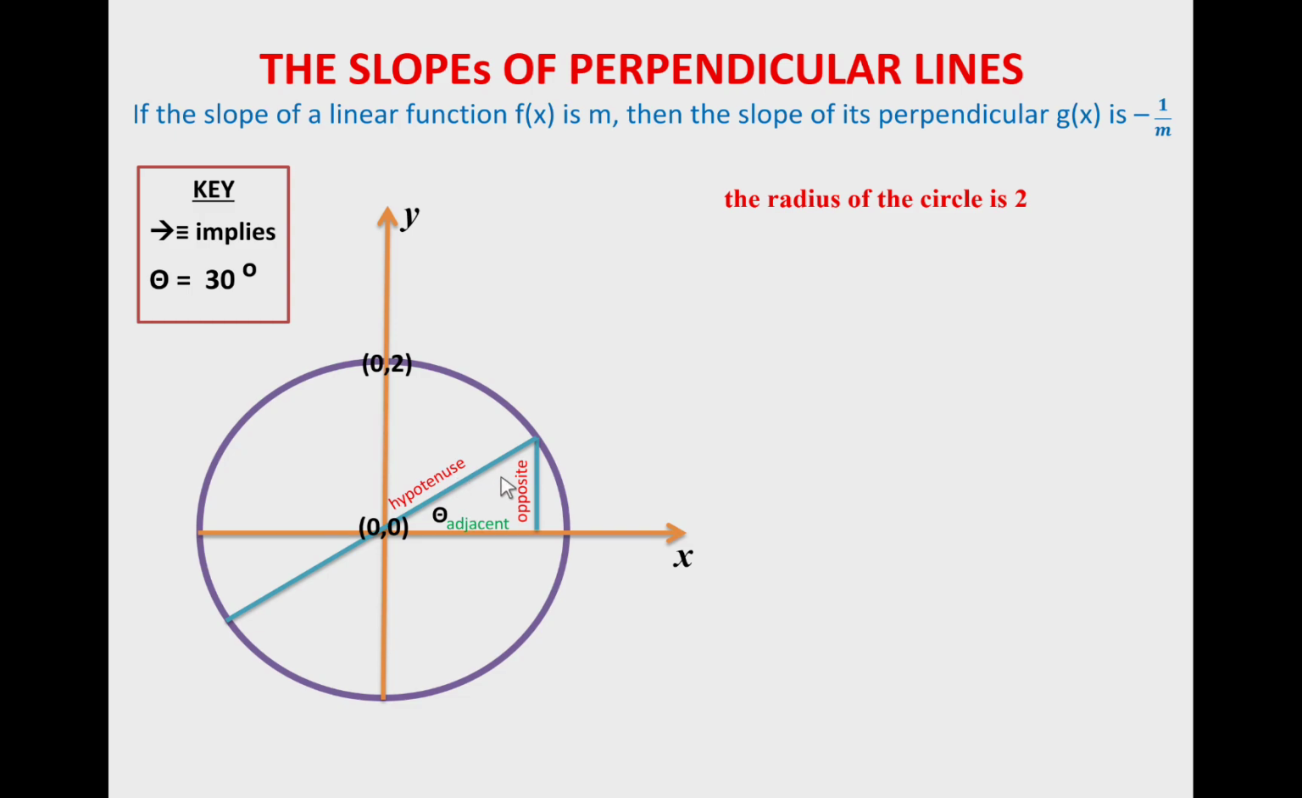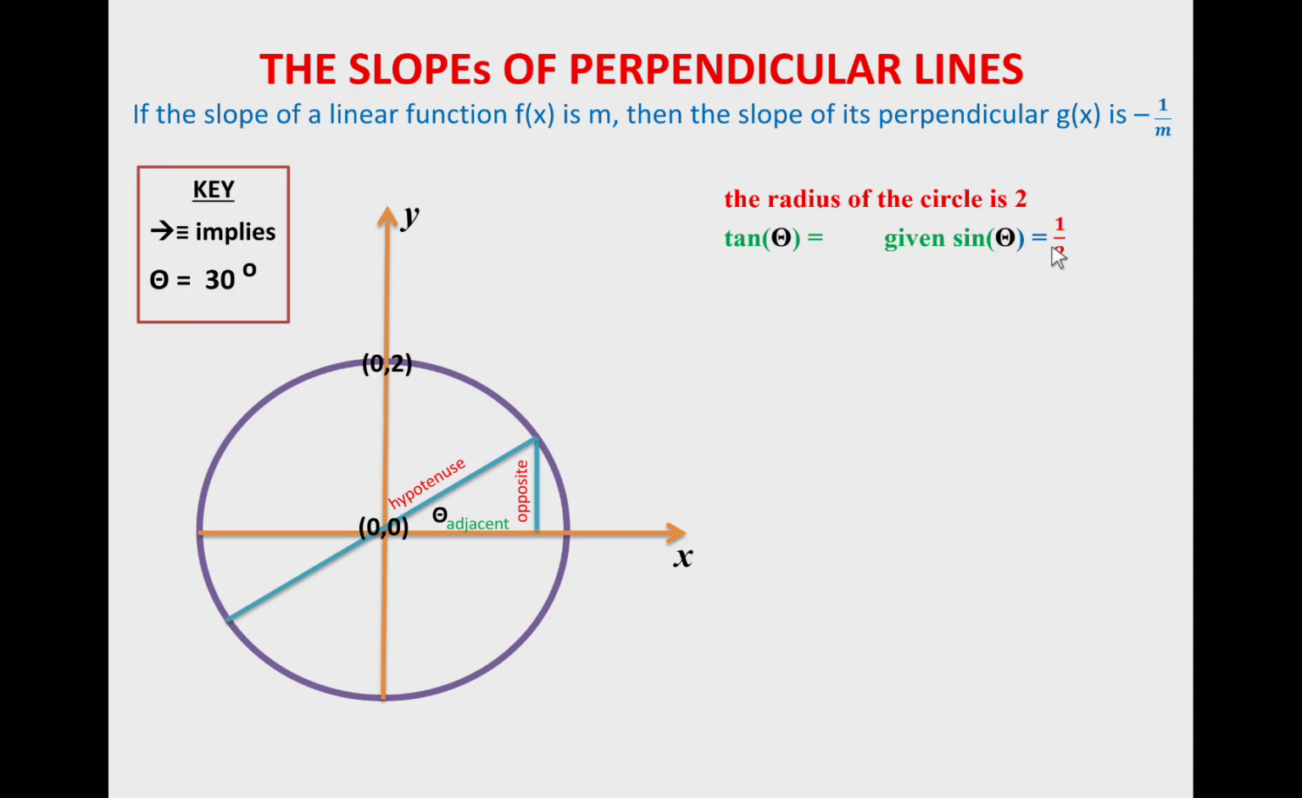But unfortunately, we don't know the value of either of these two. The only thing that we can figure out here is the hypotenuse. We know the hypotenuse is the radius, and we're told the radius is equal to 2. So we know the hypotenuse. But fortunately, we also know the value of theta is equal to 30. And since theta is equal to 30, then sine theta will be equal to 1/2.